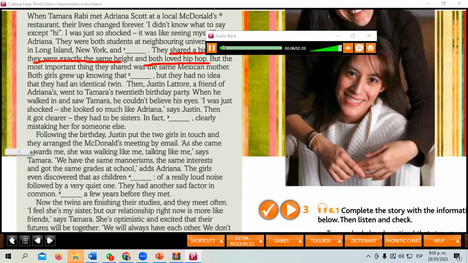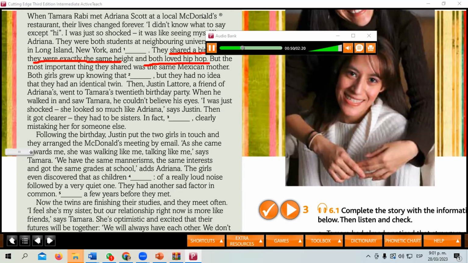When Tamara Rabi met Adriana Scott at a local McDonald's restaurant, their lives changed forever. I didn't know what to say except hi. I was just so shocked. It was like seeing myself, says Adriana. They were both students at neighboring universities in Long Island, New York, and they had grown up only 30 kilometers apart. They shared a birthday, they were exactly the same height, and both loved hip-hop. But the most important thing they shared was the same Mexican mother. Both girls grew up knowing that their mother had given them up for adoption when they were born, but they had no idea that they had an identical twin.